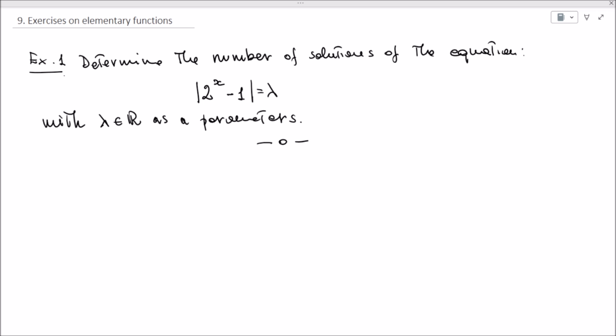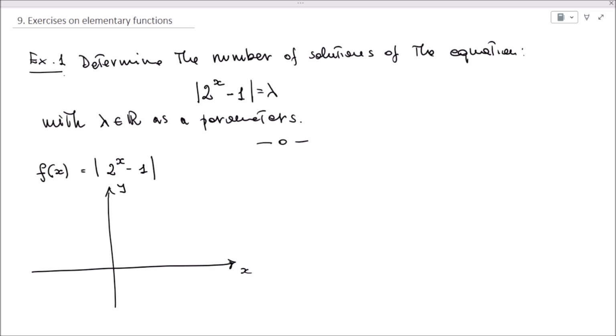One way of approaching the problem would be to study the function f(x) equal to the absolute value of 2^x - 1 and see when this function intersects a horizontal line at lambda. So let's start by drawing the graph of this function, and we'll start by drawing 2^x, which we know is just an exponential function crossing the y-axis at 1 and is strictly increasing.